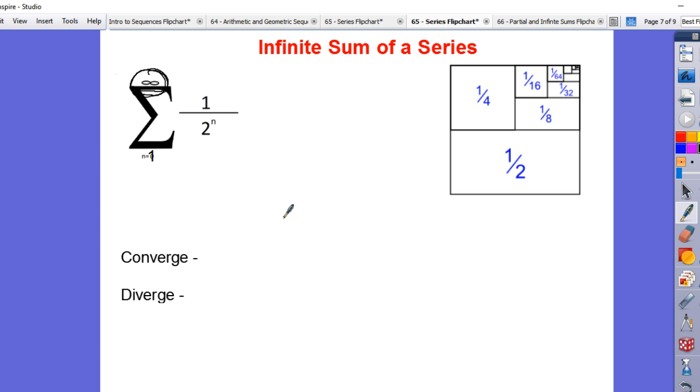The first term is 1 over 2 to the 1. 2 to the 1 is 2. 1 divided by 2 is 1/2. I get halfway of 1 unit towards the wall, right? Then the next term is 1 over 2 to the 2. 2 squared is 4. What's 1/4? So I add a 1/4 of the way to the wall.